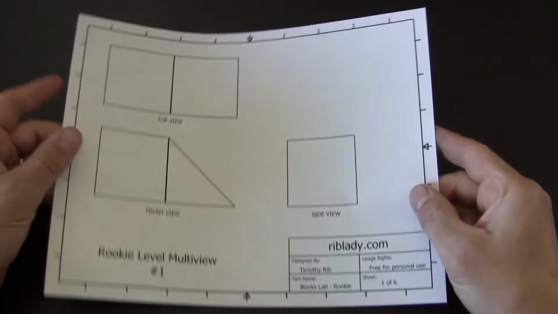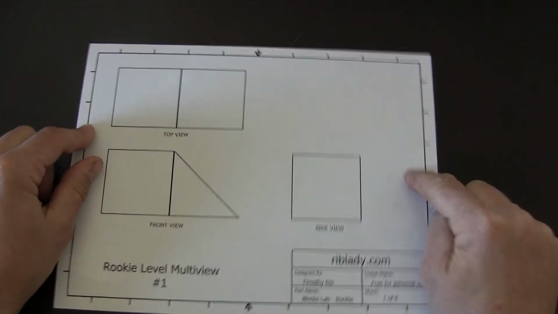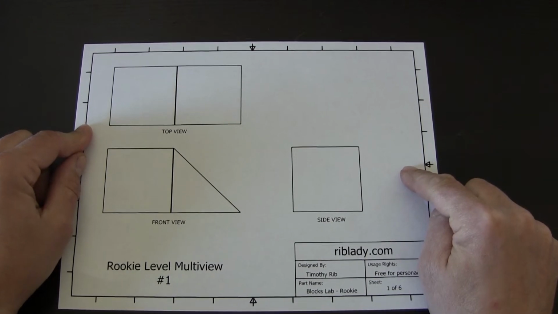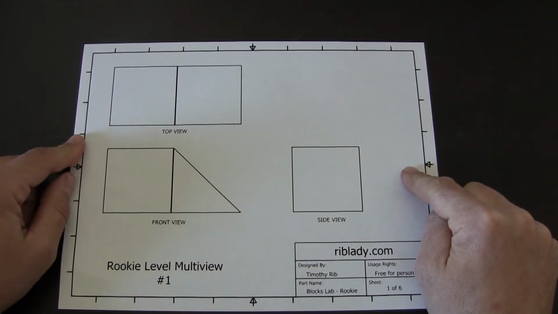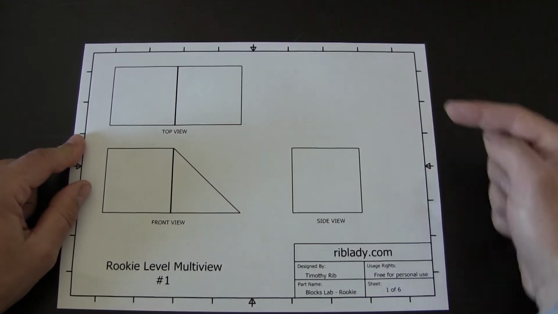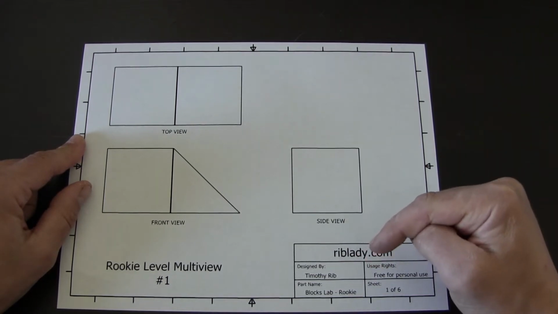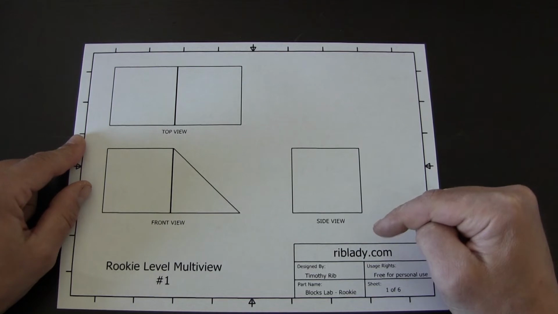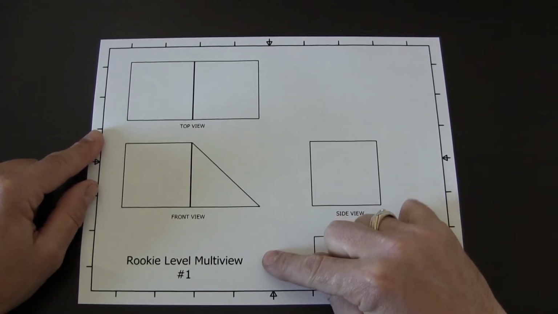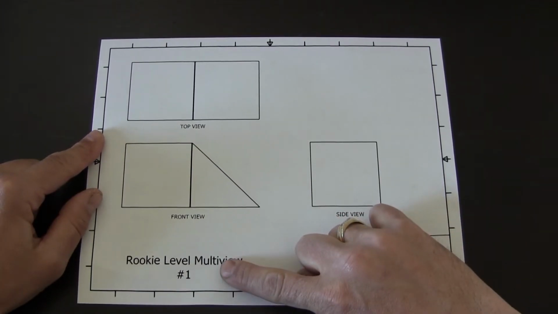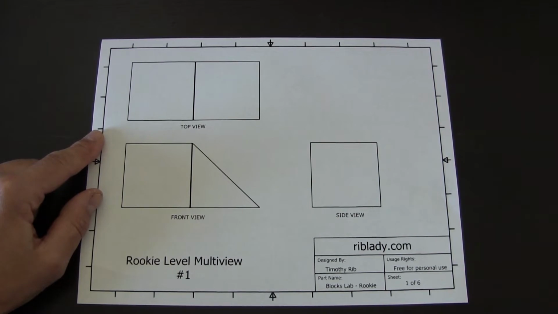All right, for this video, we are gonna learn how to interpret a multi-view drawing. Now to do this, you need to have this printed out. Well, you don't need to, but it's pretty darn helpful if you do. So if you look down below where it says show more, click on that, look for the link that says free download for rookie level multi-views. This is drawing number 1. So print that out, it's gonna help out a ton.